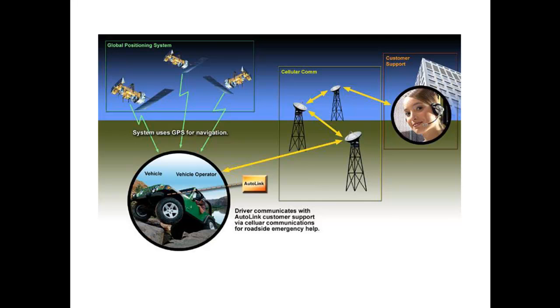The Autolink system provides emergency support for the driver and passengers of an Autolink-equipped motor vehicle. The system uses GPS to provide current navigation and vehicle location information to the occupants. In the event of an accident, Autolink automatically contacts Autolink's customer support via cellular communications to request roadside emergency help. Customer support transmits vehicle location information received from the Autolink vehicle unit to appropriate emergency response support.